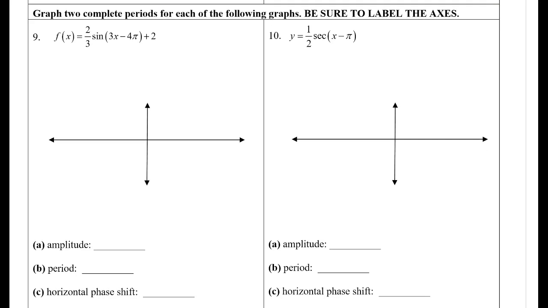9 and 10, graph 2 complete periods. I'm going to warn you, these graphs, the pre-made axes really kind of suck, so we're going to do the best we can here. The test is going to be a little bit better, but we're going to do the best we can do right now.